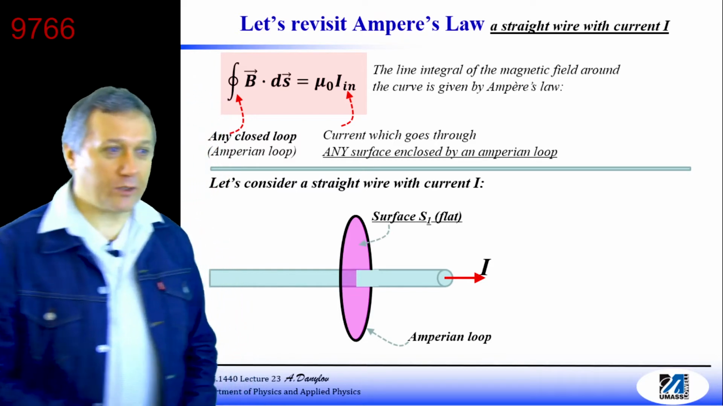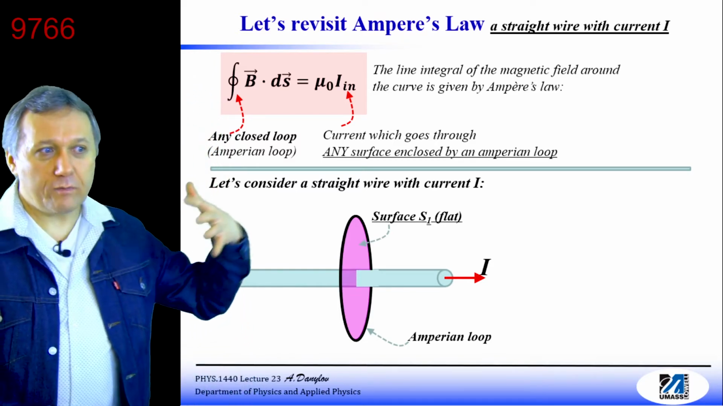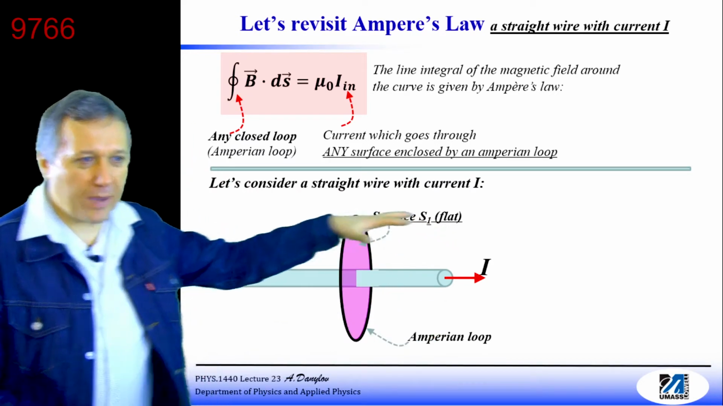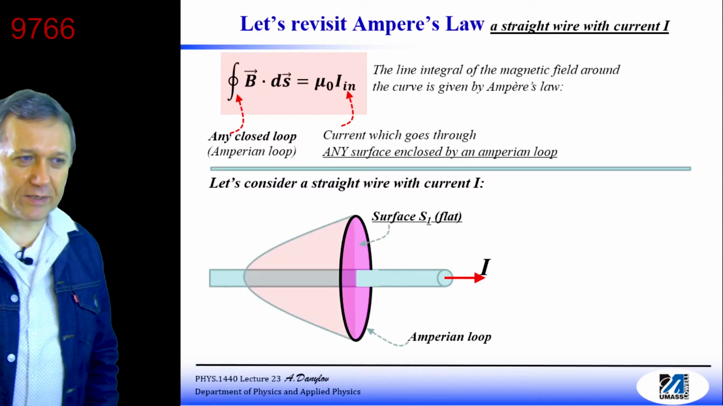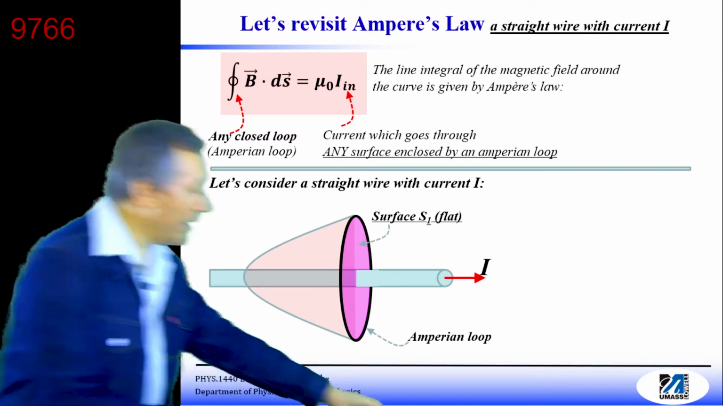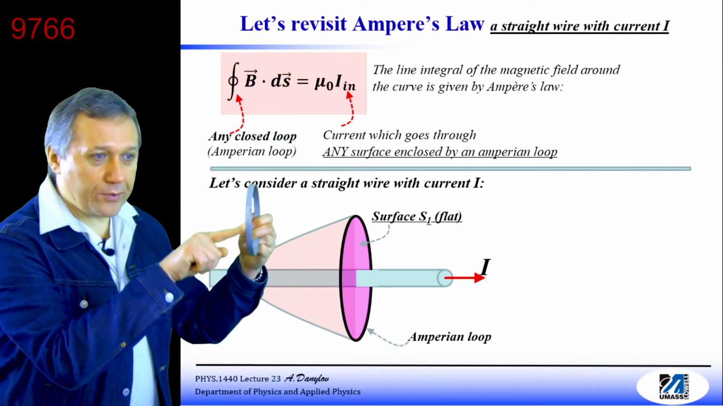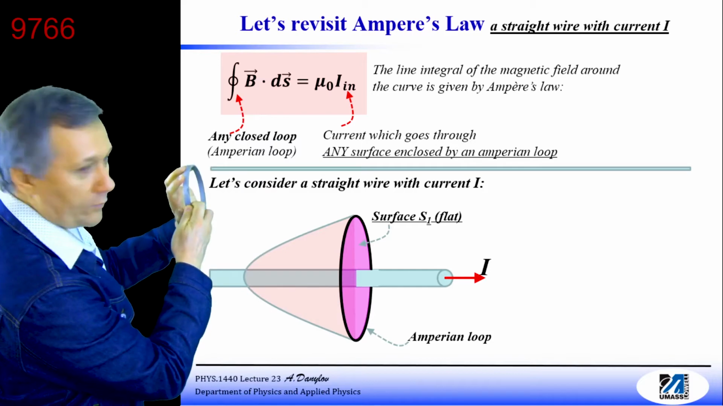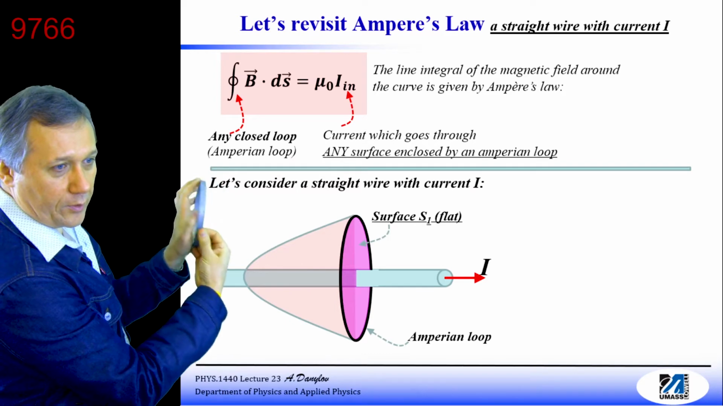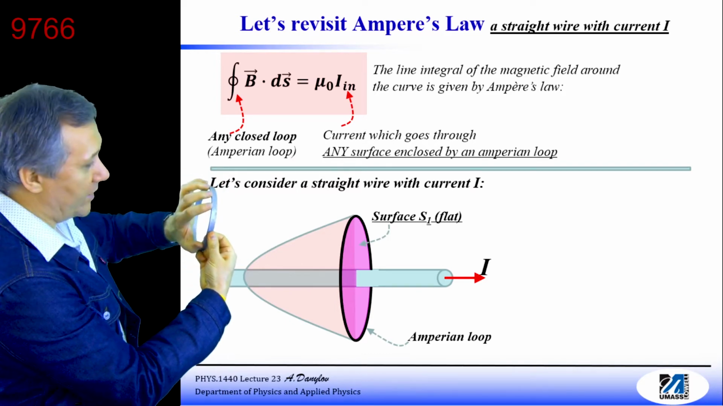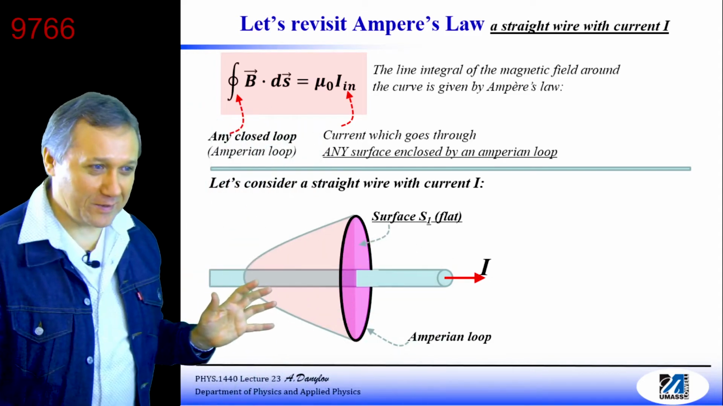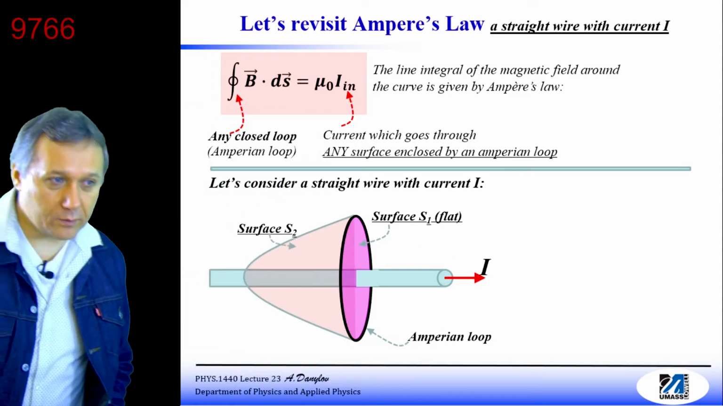Now let's go with my choice. Let's say I like to overcomplicate stuff. Instead of a flat surface, I will pick some baggy, complicated surface like this, for example. And again, you must understand, it ends on the Amperean loop. It's sort of like this, my surface. It ends on the Amperean loop, but it's baggy type. And of course, it goes much deeper into space. So that's my surface. Let's call it S2.